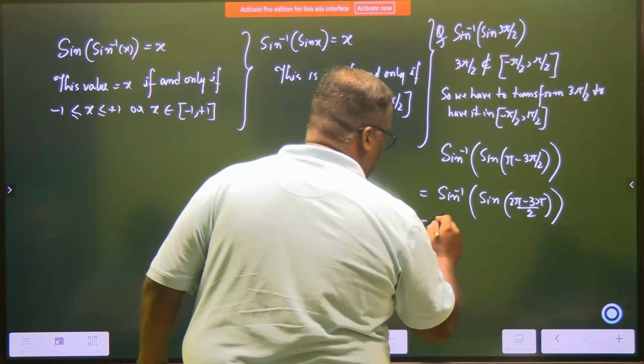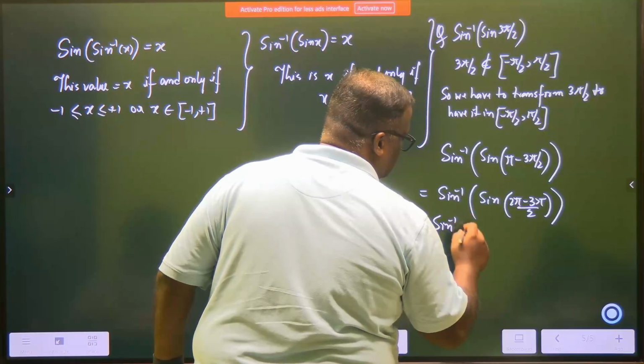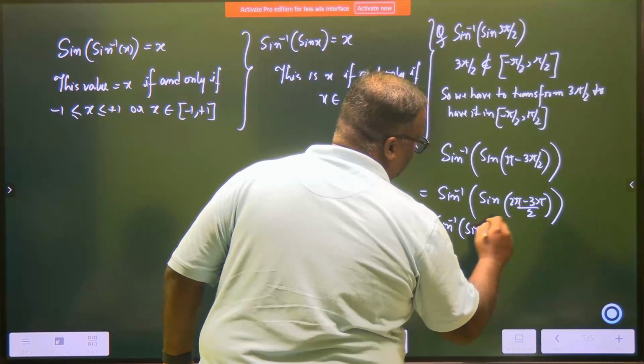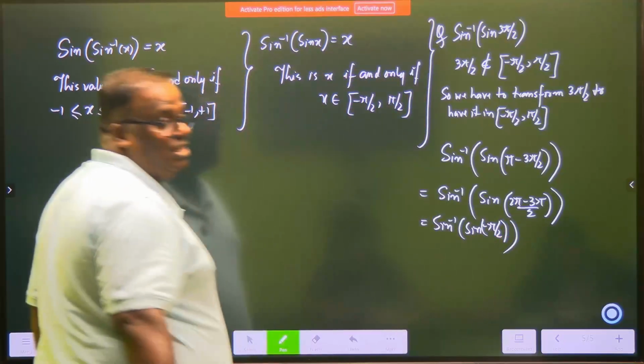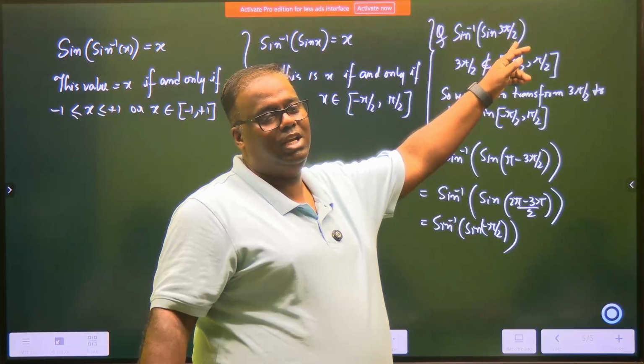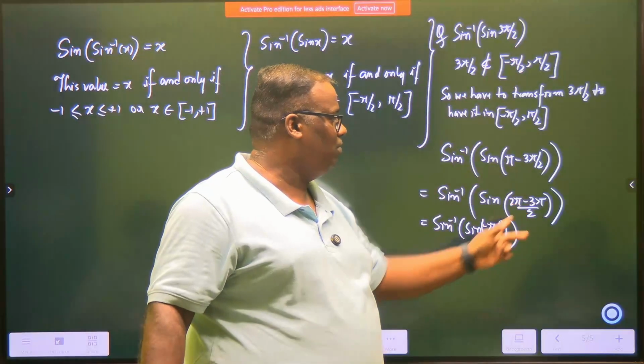Which gives me sine inverse of negative pi by 2. My job is done. When such problems come, the answer has to be between negative pi by 2 and pi by 2. So I just solved it. It's negative pi by 2.